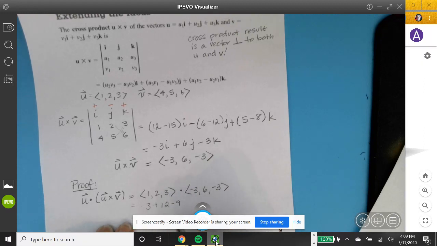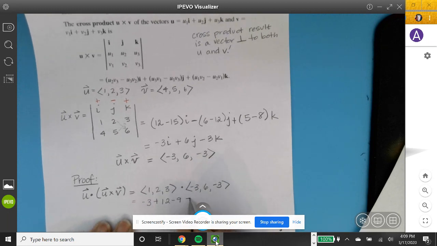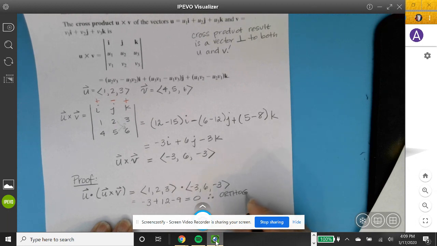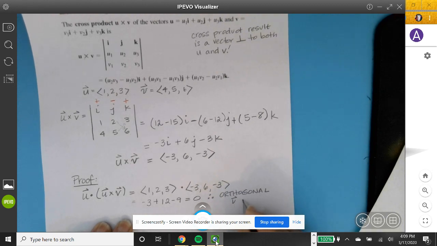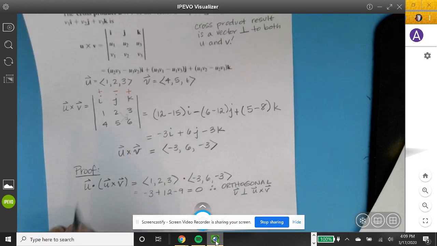I was in a panic moment because I thought this was a 1 and I was going to be in really big trouble. And so no, what happened? We got 0. Therefore, orthogonal vectors. So U is orthogonal or perpendicular to U cross V, which is pretty cool. All right, let's do the same thing with V.